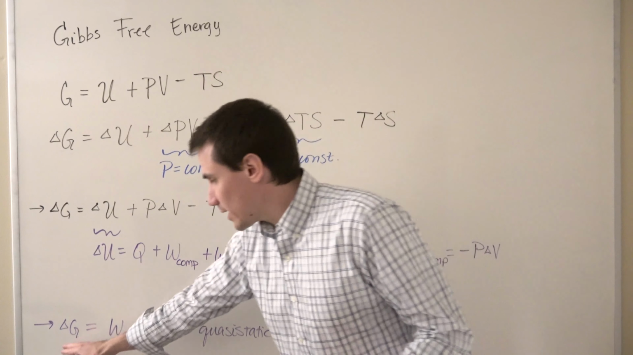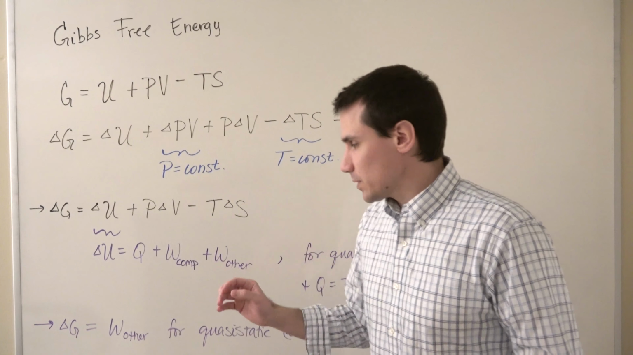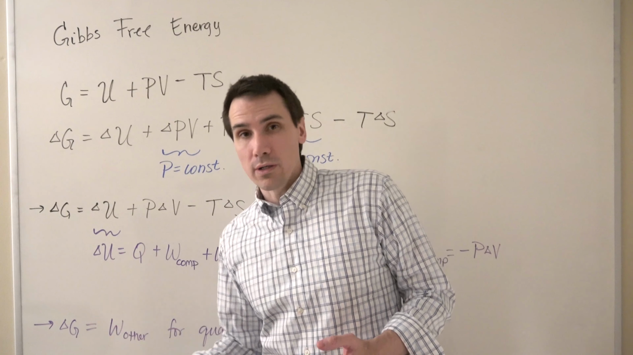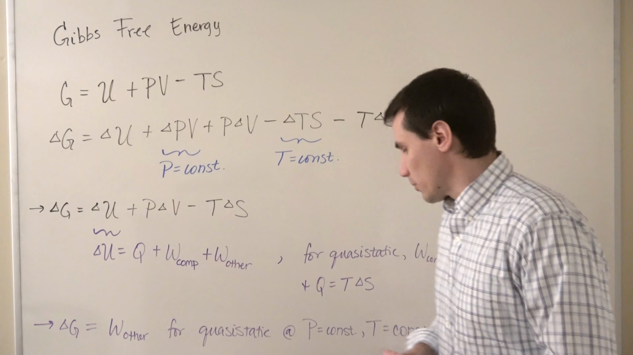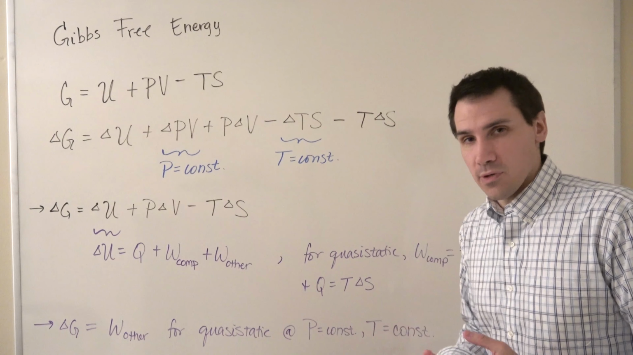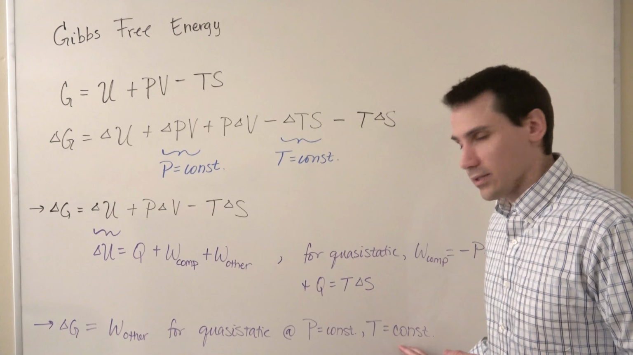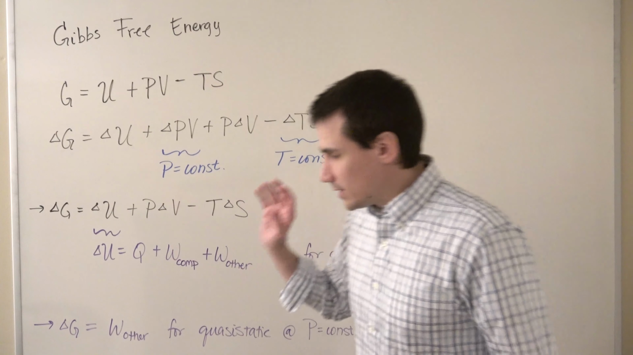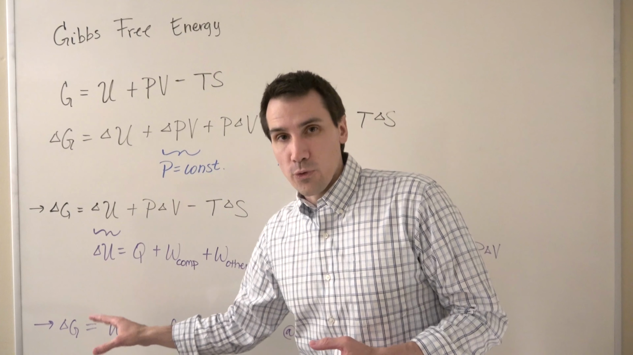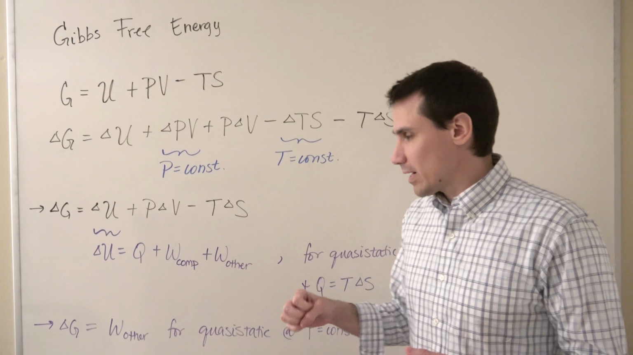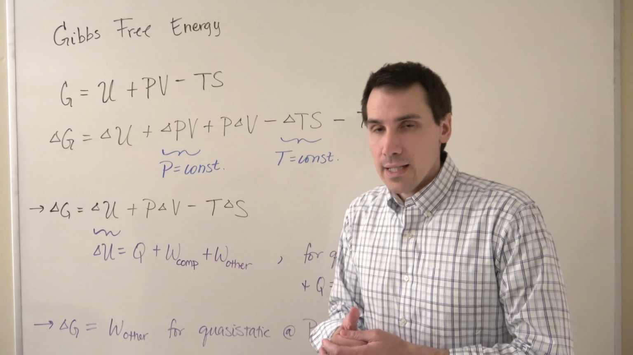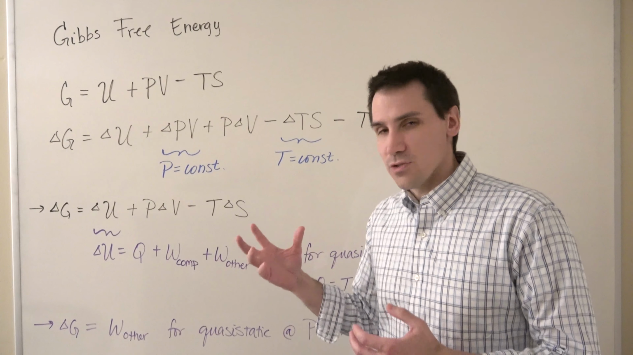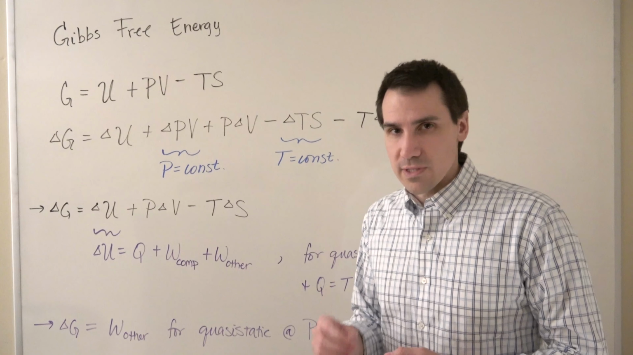So our change in the Gibbs free energy is actually just the amount of other work that the system can do throughout a reaction. So for a quasi-static process at constant pressure and constant temperature, the change in the Gibbs free energy for that reaction is equal to the amount of other work that that reaction can do. Now, to make better sense of what this really means, let's look at a specific example.